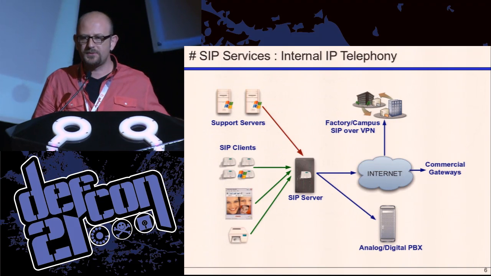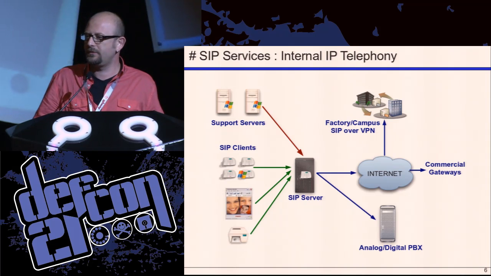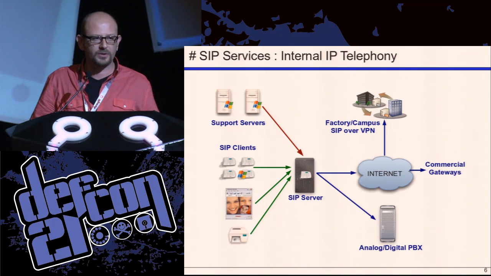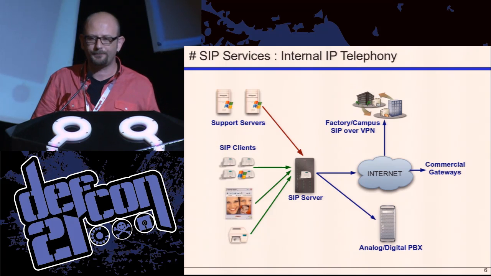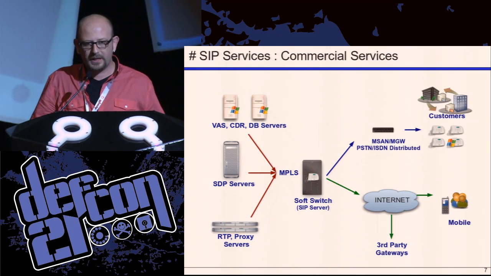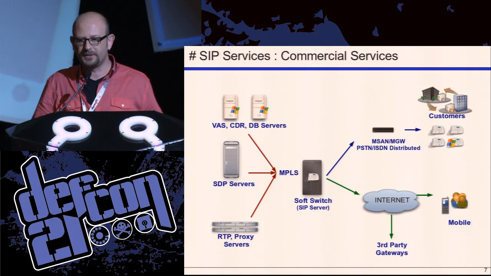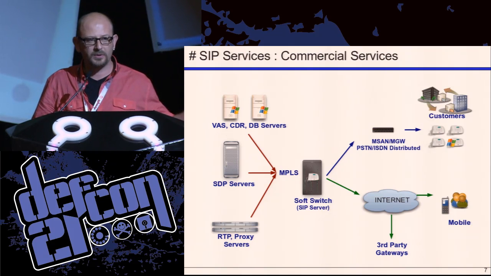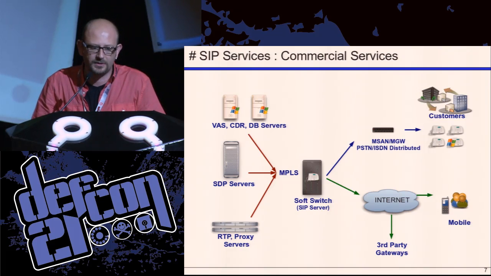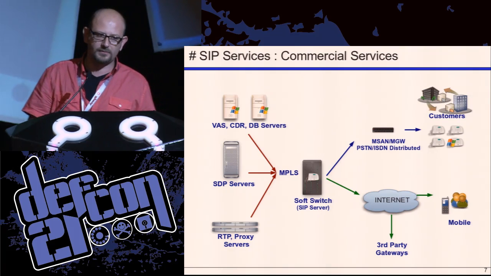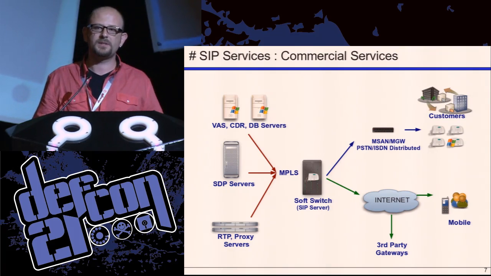This is a sample SIP server in your network. If you have a commercial network, it should be placed just like that. By the way, commercial services are completely different. This is a sample next generation network infrastructure. SIP servers, also known as soft switches, are the heart of this infrastructure.